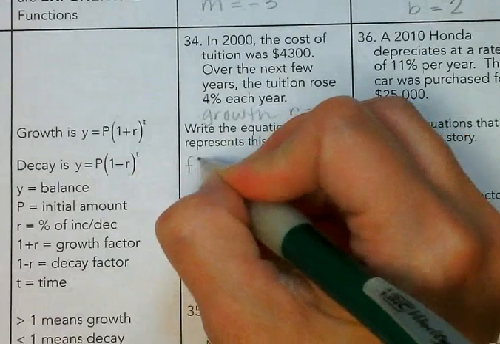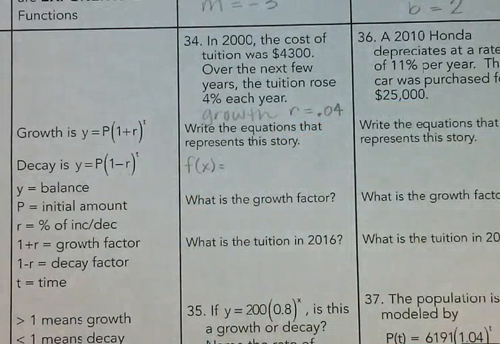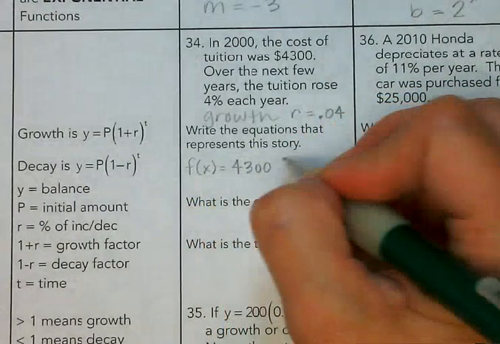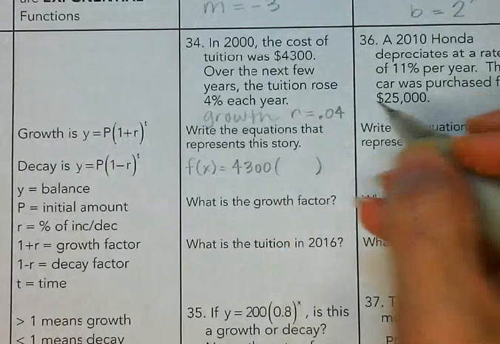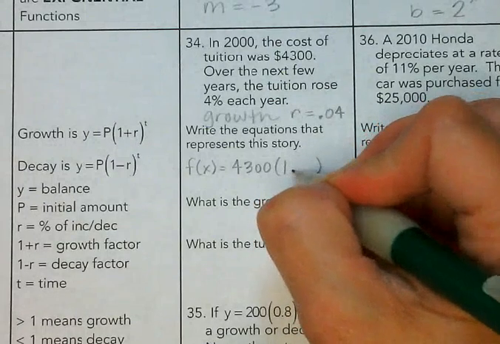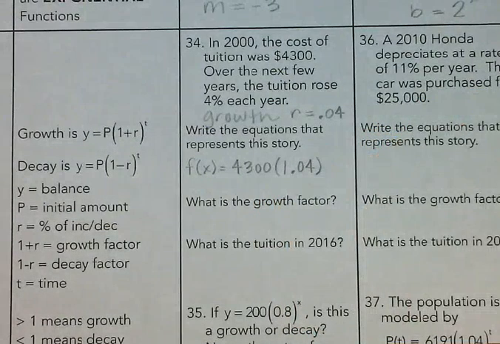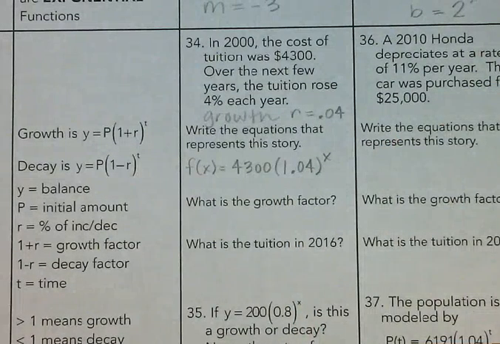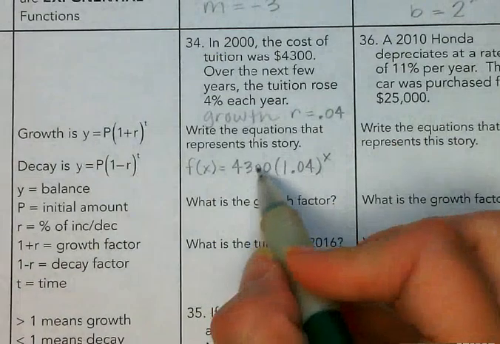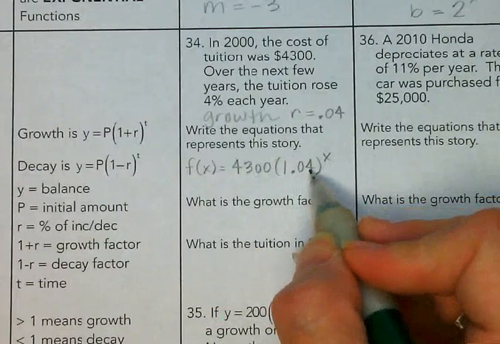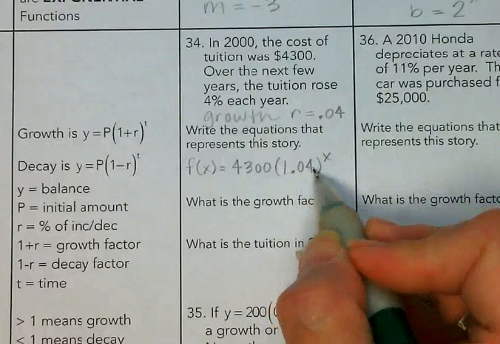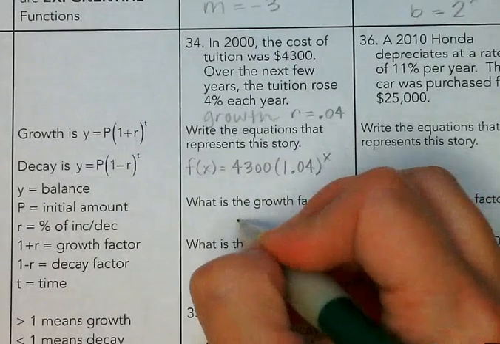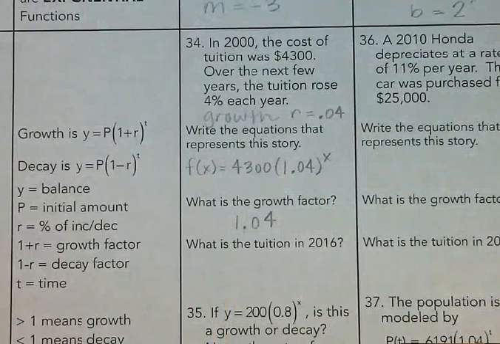So if we want to figure out the cost of tuition, then we're going to take the starting amount, which is $4,300, and then in parentheses, we're going to have 1 plus 0.04, which is going to be 1.04, and then to the x for the number of years. So that's the starting amount. The amount of increase or decrease was 0.04, so the number in parentheses is 1.04. And the growth factor is what we multiply by each time.